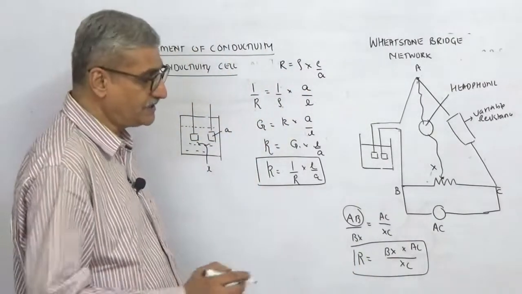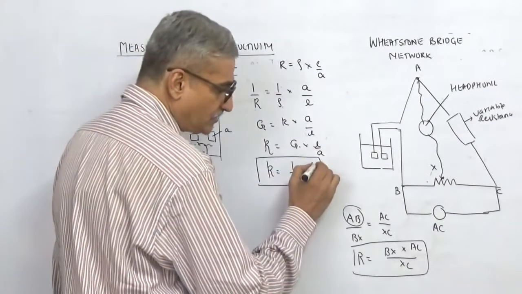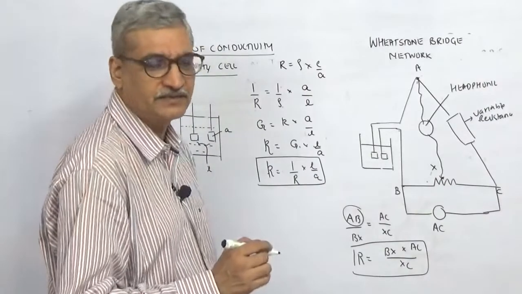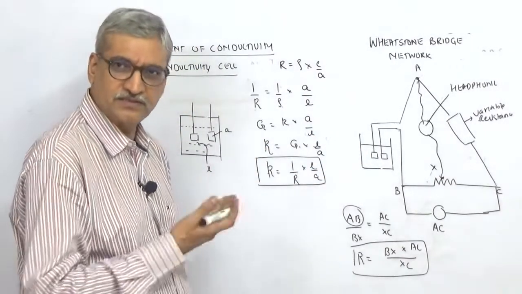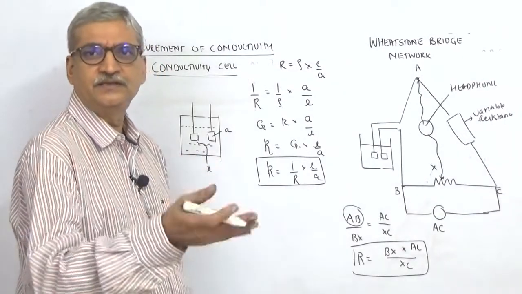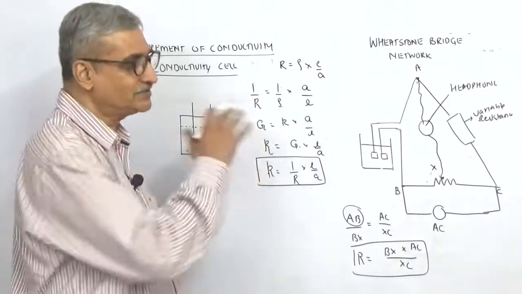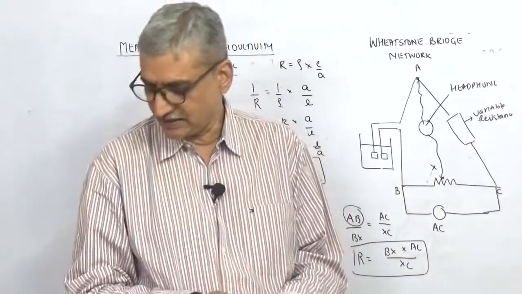Once you get the resistance, you know the cell constant, and you will get the conductivity. Once you get the conductivity, you know the concentration of the solution because you prepared it. 1000 into K by C will give you the molar conductivity. So this is how we determine the whole story with which we started the chapter.